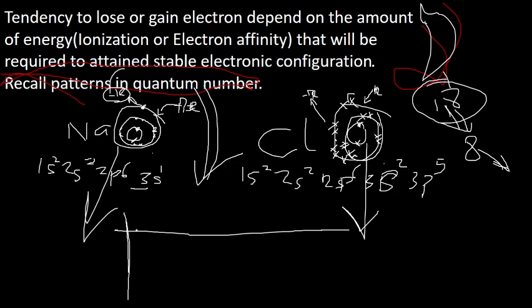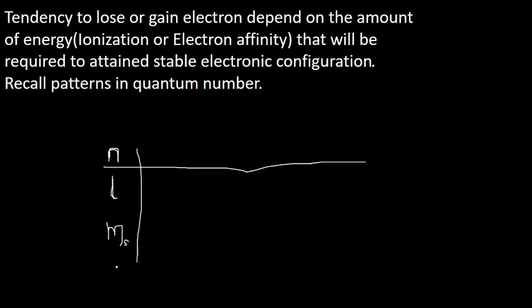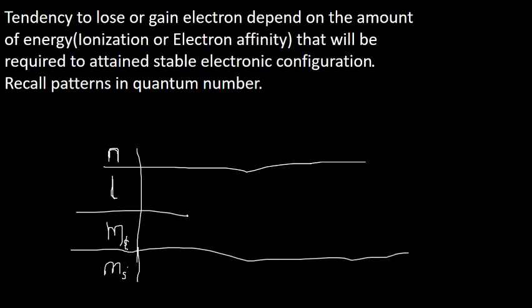So by drawing your table, what do you want to indicate? Let me rub the board so that you can see. You want to indicate energy level, which is the principal quantum number. You want to indicate the orbit, which is the azimuthal quantum number. You want to indicate the suborbit, which is the magnetic quantum number. You want to indicate the spin, which is the spin quantum number. By drawing this table, you should not have any problem writing out your 4 quantum numbers.